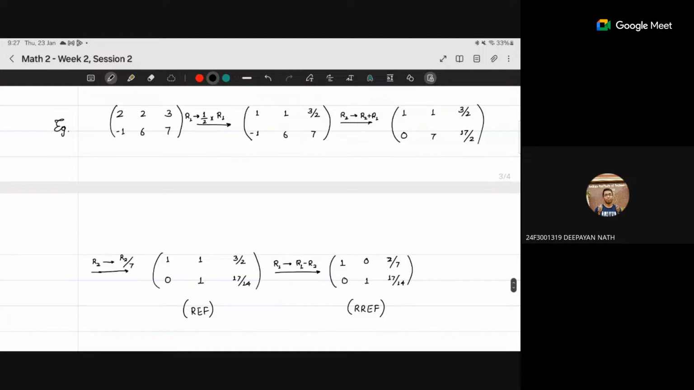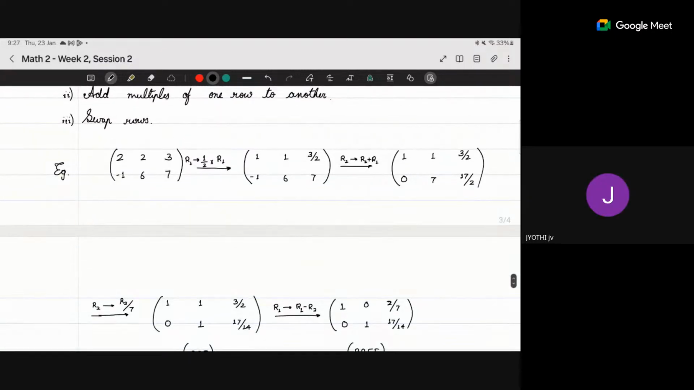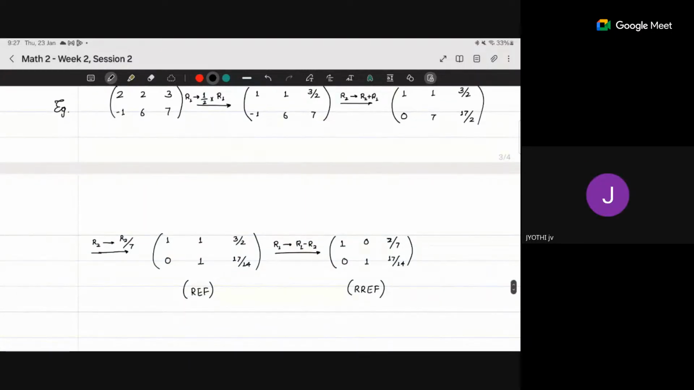Is this procedure clear? What we have done for this particular example? Yes, sir. But the last step, RREF, 2 by 7 and 17 by 14, right? So from REF to RREF, the entries are not necessarily 0 and 1, right?